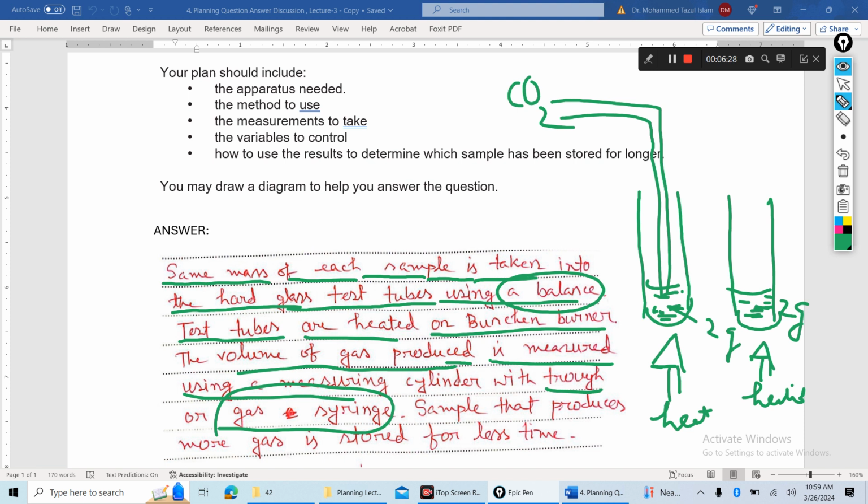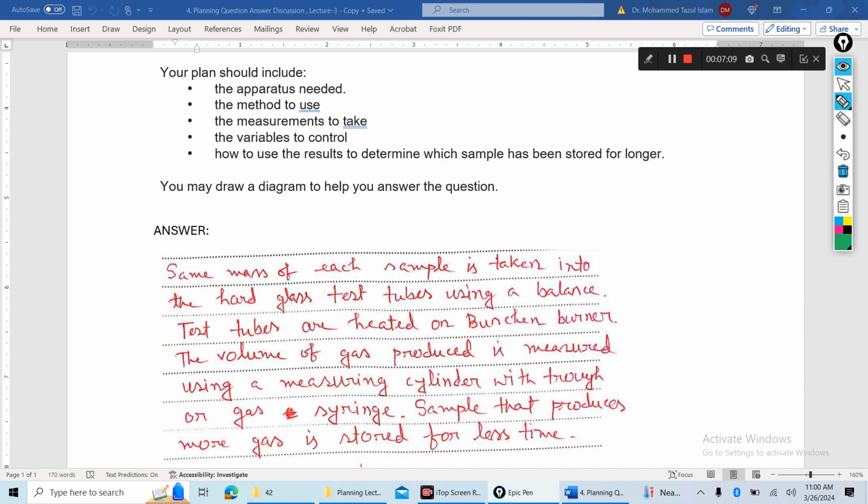Now with the result, how to use the result to determine which sample has been stored for longer. This is the result. Sample that produces more carbon dioxide is stored for less time. Sample that produces more carbon dioxide has been left for short time. But sample that produces less carbon dioxide, that sample was stored for a longer time. This is the result.